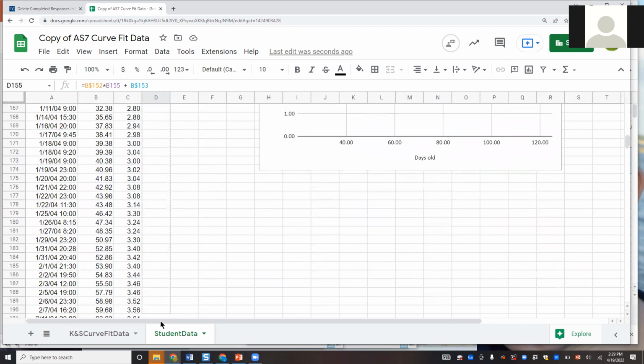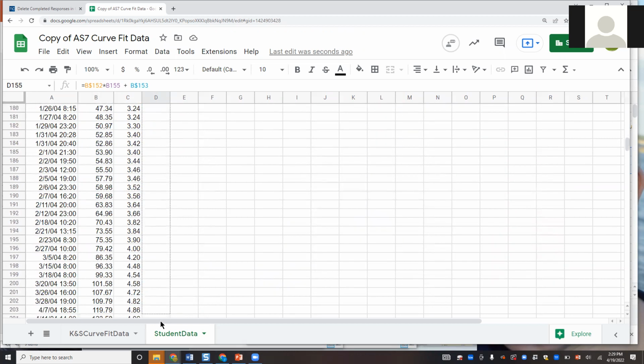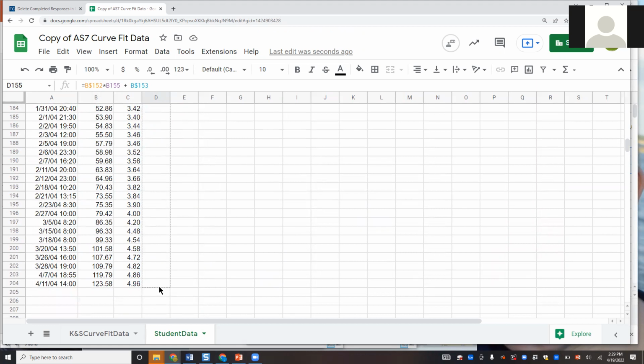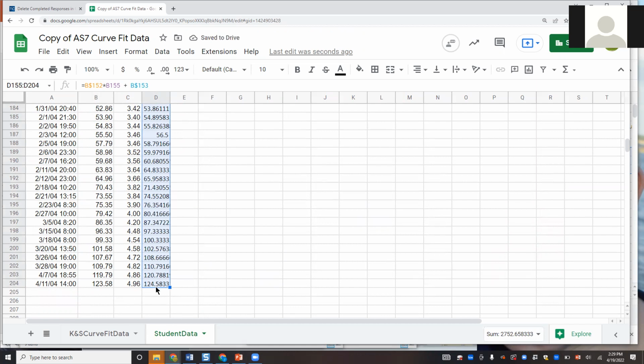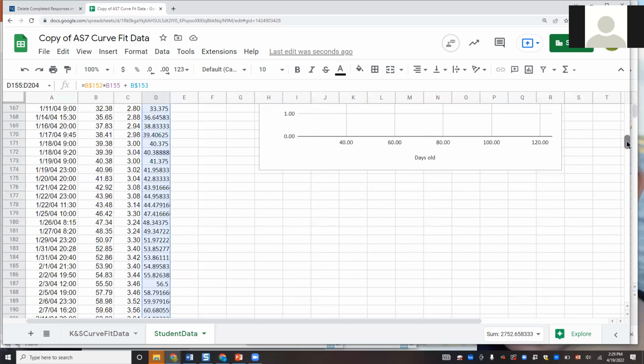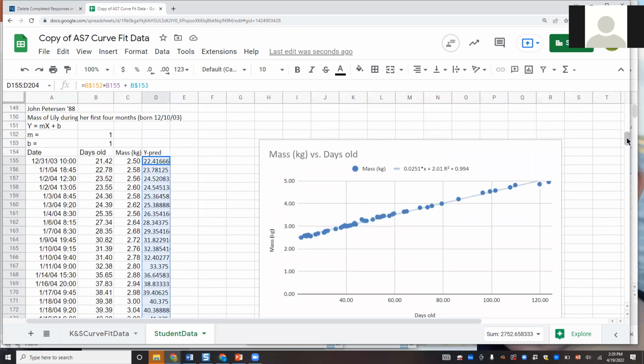So I'm going to have a predicted value for all of these things. And you can see that this is a terrible prediction of her weight. It says she should weigh 124 kilograms at day 123, and she only weighs 5. This is dreadful, just a terrible, terrible prediction. And that's because we started with these really arbitrary values here. That's okay. That's just fine.